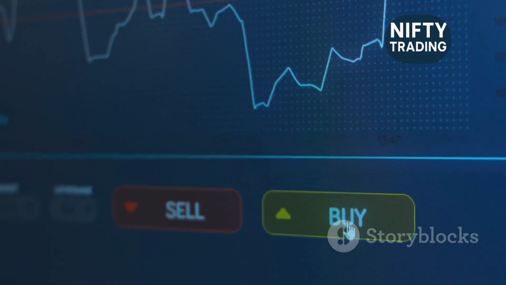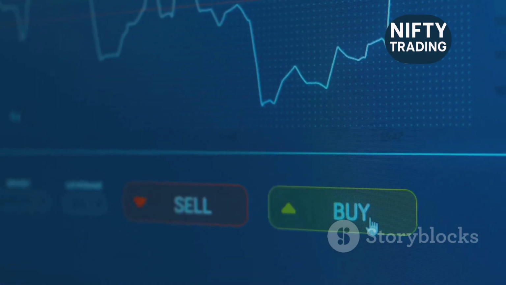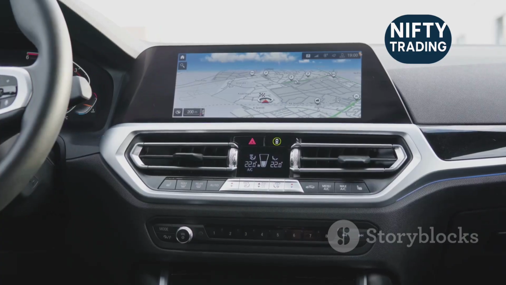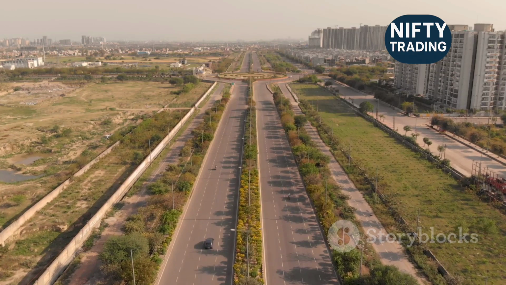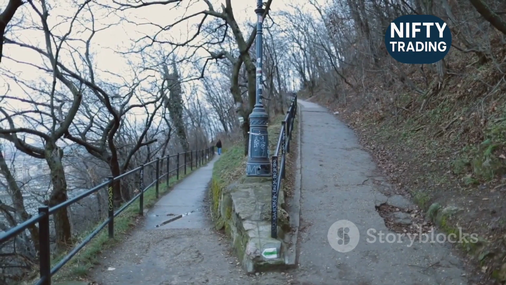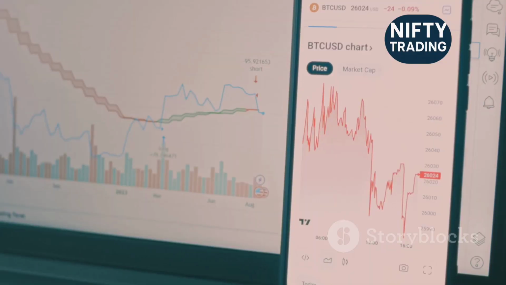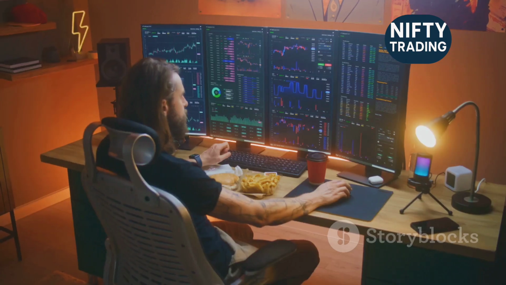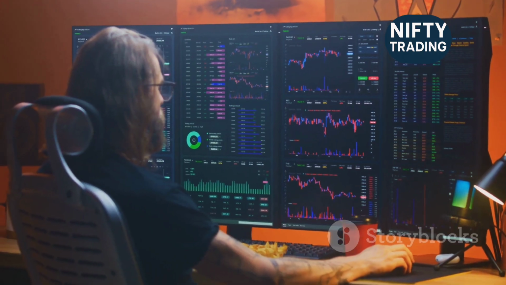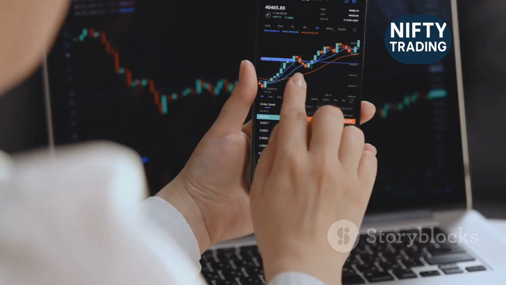Candlesticks let you see price action as it happens, so you can make decisions based on real data. They're your map to navigate the market, showing you not just the main roads, but every shortcut and traffic jam. Learning to read candlesticks is your first step to trading independence. With this skill, you'll stop guessing and start understanding what's really happening.